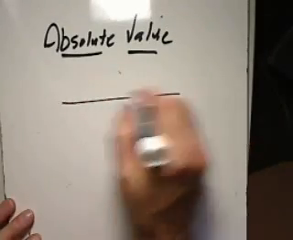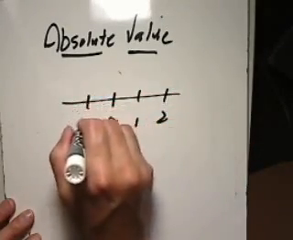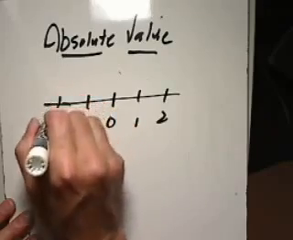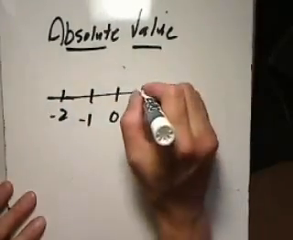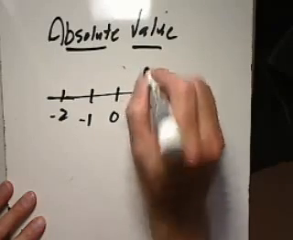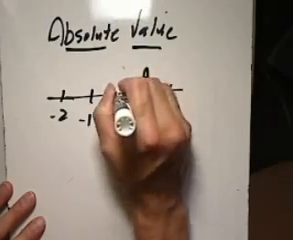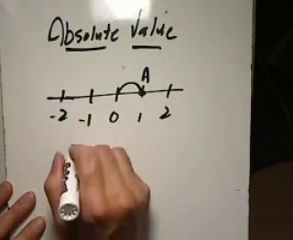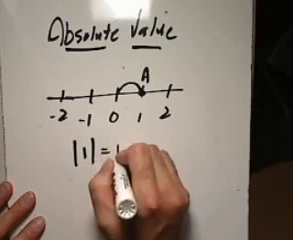Here you go. Here's the 0 on the number line. 1, 2, -1, -2, right? Okay. Now, look, here's point A. How far is point A from the 0? Well, it's 1 unit away. The absolute value of 1, that's how you write the symbol. The absolute value of 1 is 1.